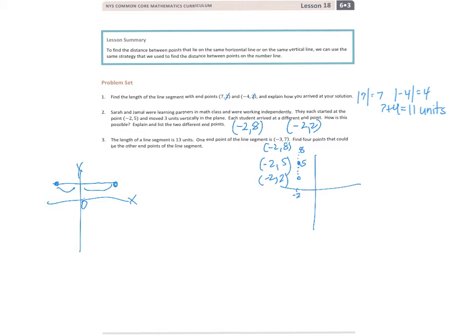Okay, the length of a line segment is 13 units. One endpoint is negative 3, 7. So negative 3, 7 is right here. Here's my 0, here's my x, here's my y. Find 4 points that could be the other endpoint of the line segment. So that's there, and the line segment is 13 units.